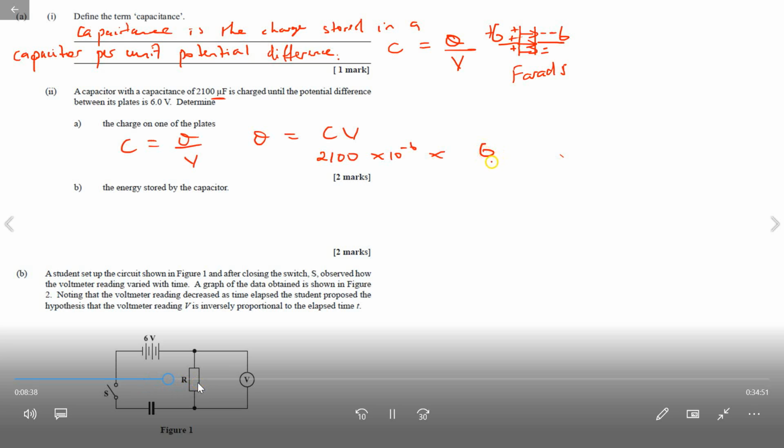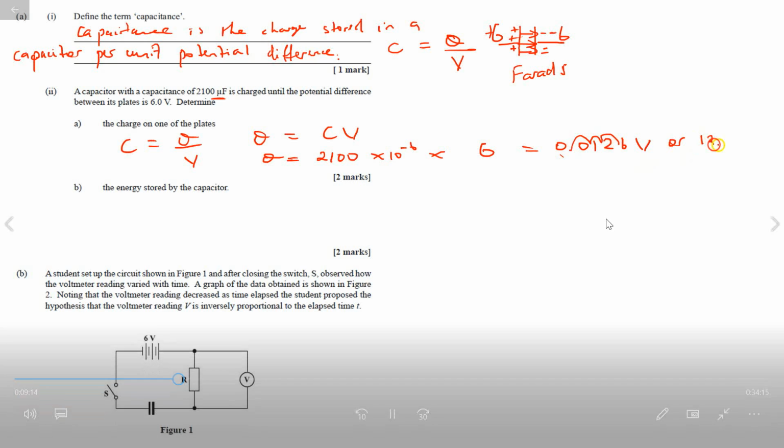So as you can see, by way of transposition, Q essentially is going to equal 0.0126. I see where I wrote volts right here. This is not volts, sorry about that. This is going to be in coulombs, and not volts. That's a typographical error there. I hope I did correct it further on. Let me see if I did.